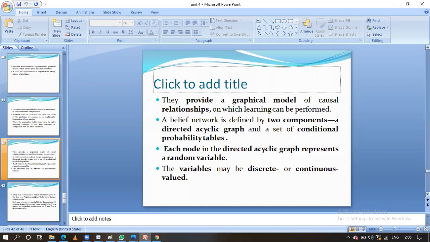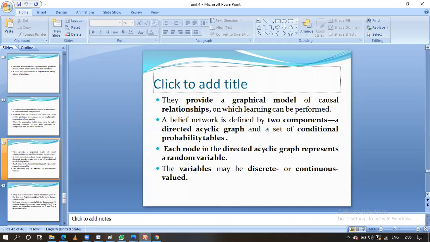What are the two main components in the Bayesian belief network? One is the directed acyclic graph. This is a graphical model, we are going to represent the relationship between the attributes. The second one is the conditional probability table. By using these two components we are going to represent the overall information.